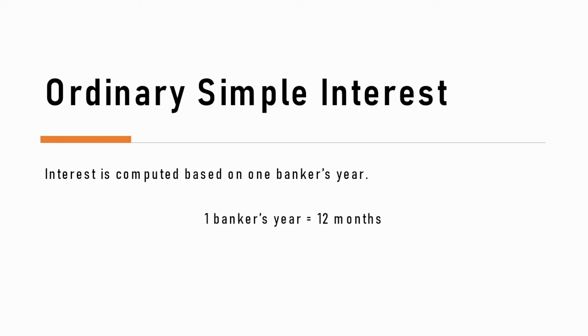Next, ordinary simple interest. Interest is computed based on one banker's year. So, meron tayong ordinary, meron din tayong exact simple interest. Yung ordinary simple interest, kino-consider natin na 1 month is equal to 30 days, tapos 360 days per year. So, dini-discuss natin dito, kailangan nating malaman yung ordinary simple interest dahil may mga problem tayo na hindi saktong isang taon nagtatagal yung pagbabayad dun sa interest na nag-accrue.